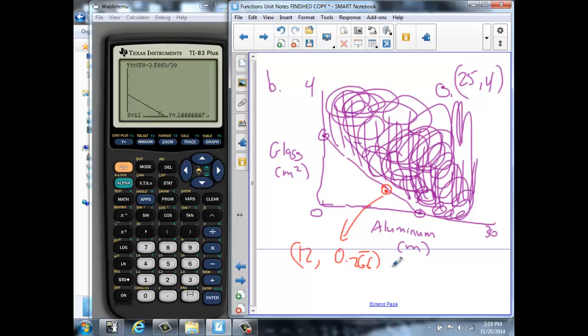It may not be that good to buy that much aluminum then, because 12 meters of aluminum is a lot of aluminum for a table. You might not want to build your table under those specifications.